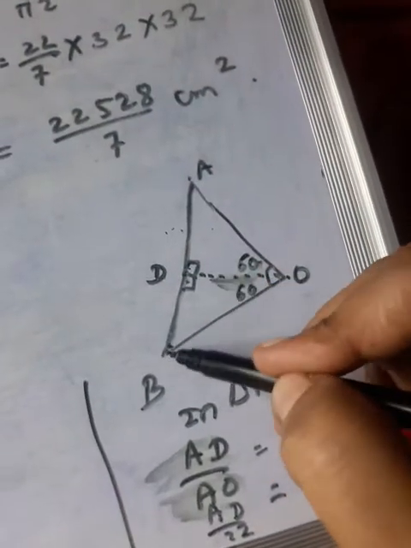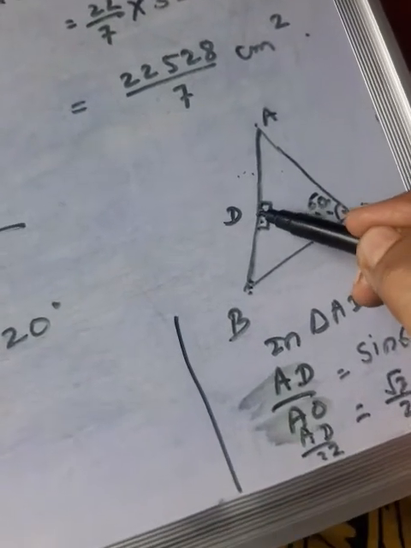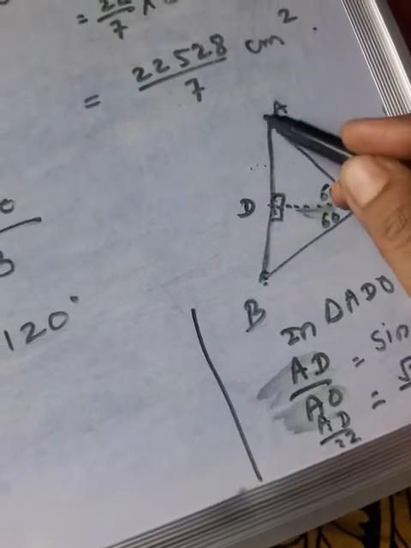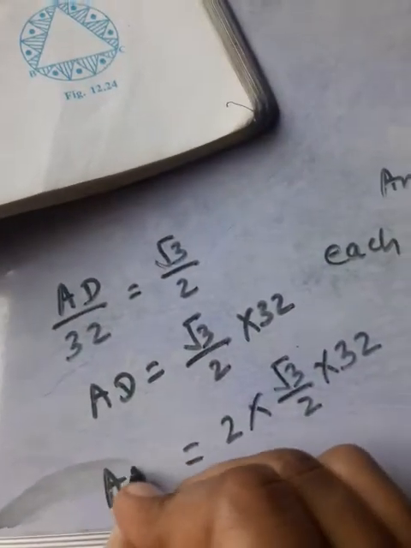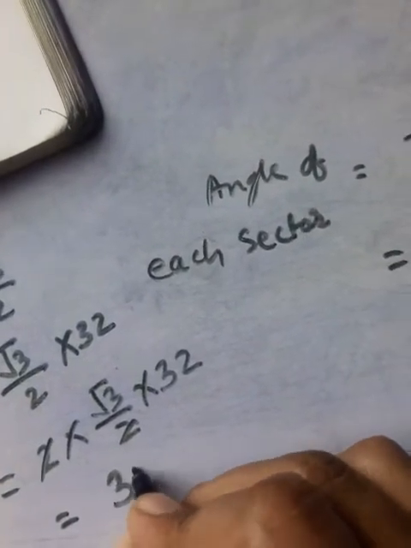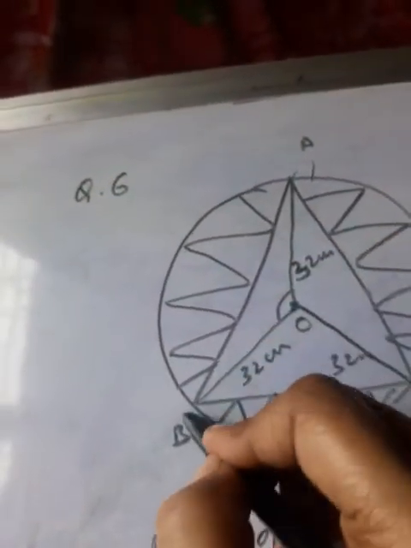See, AD plus DB are bisected by this perpendicular. So AD and DB are equal. So AD plus DB is 2 times AD. So we'll get the value of AB. The 2 gets cancelled, so AB is 32 root 3. So we got AB, this side.